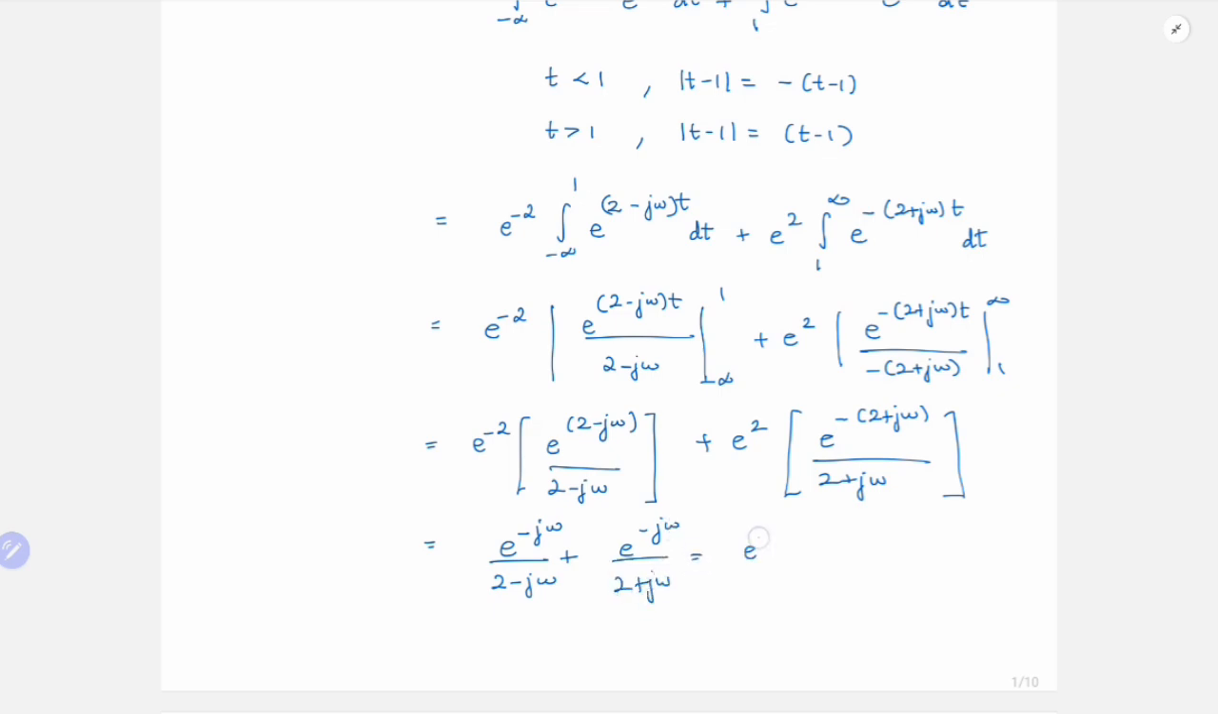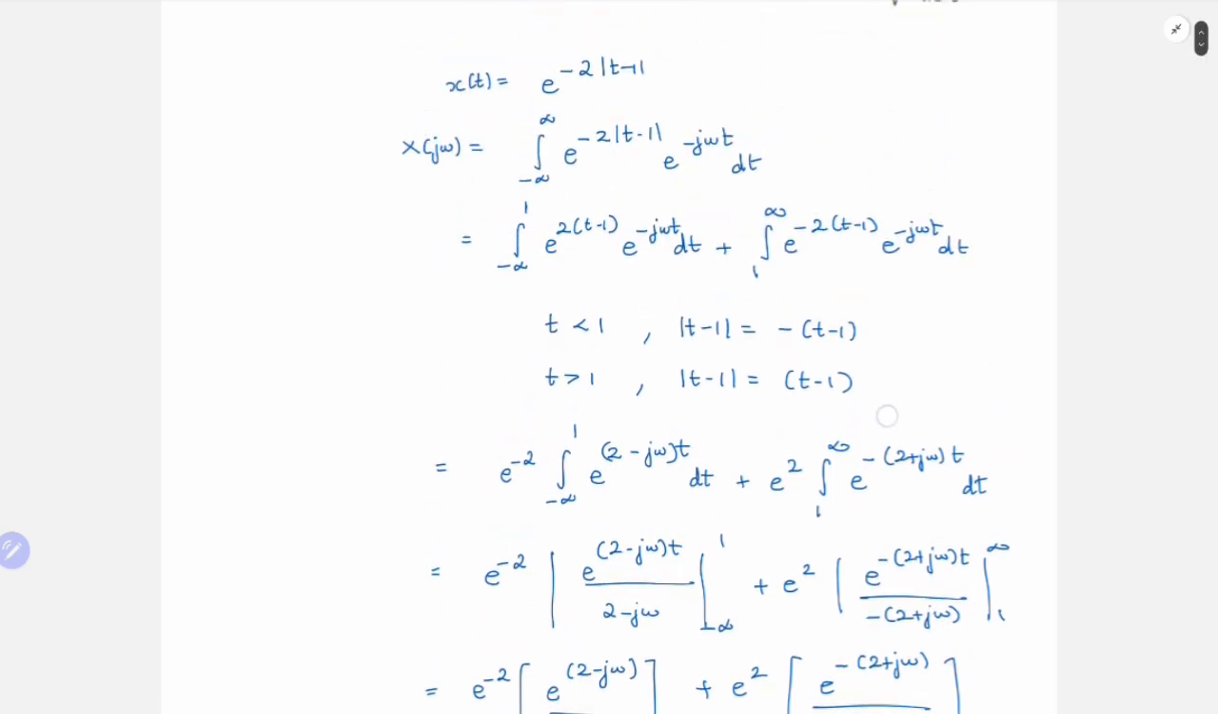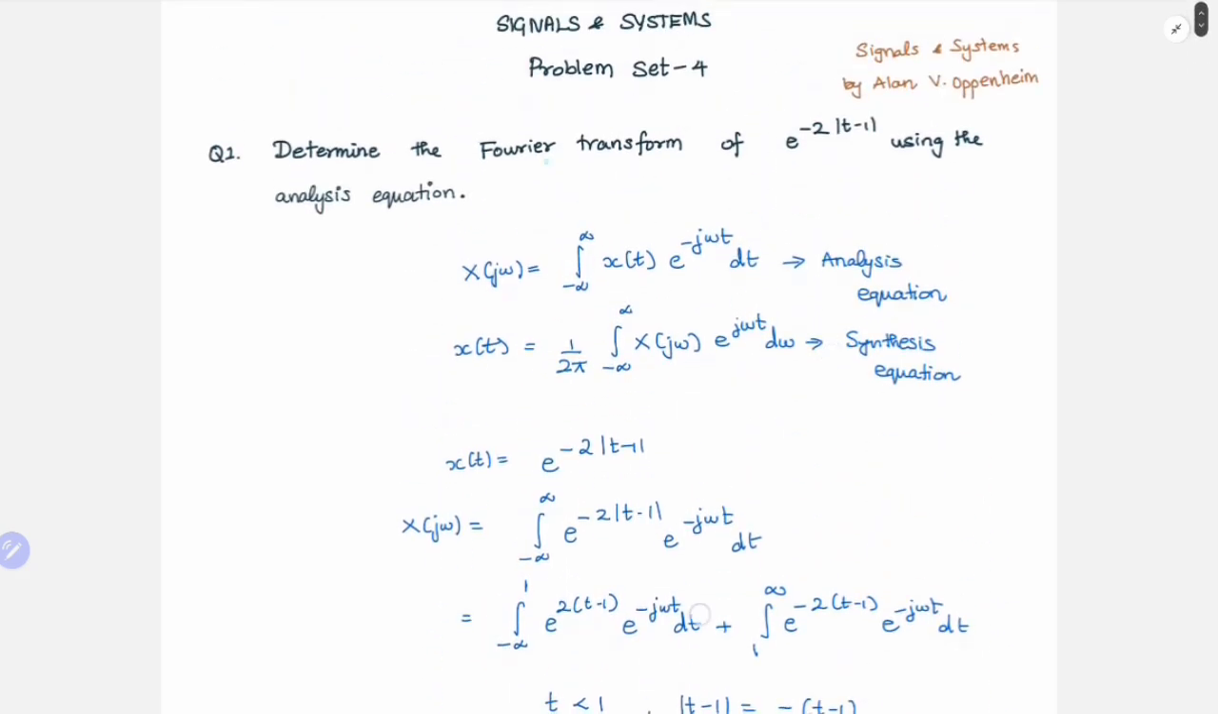So e power minus j omega is common. So we have 1 by 2 minus j omega plus 1 by 2 plus j omega. So taking LCM, what will we get? We'll get 2 plus j omega plus 2 minus j omega, which is nothing but 4. By denominator, we'll just have the absolute value, which is 4 plus omega square. So this is our final answer. So this is nothing but 4 e power minus j omega by 4 plus omega square.